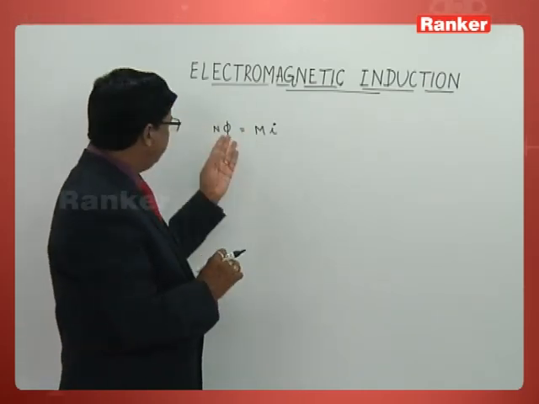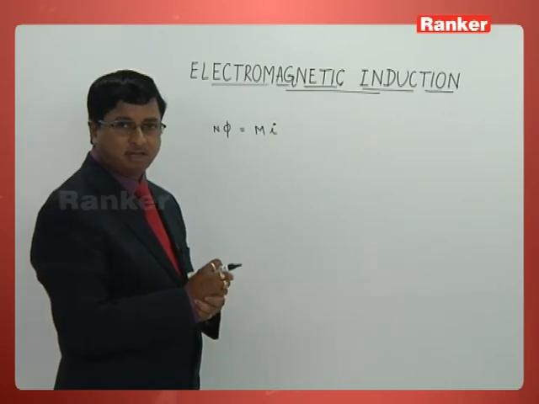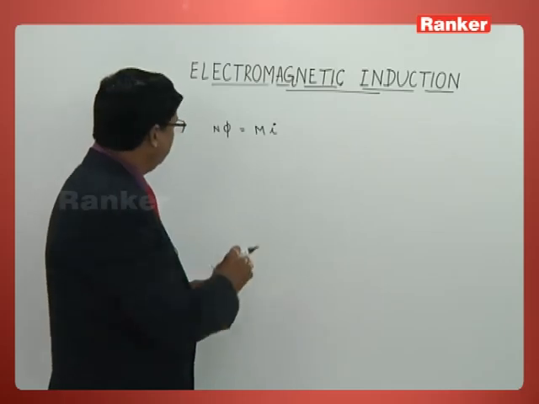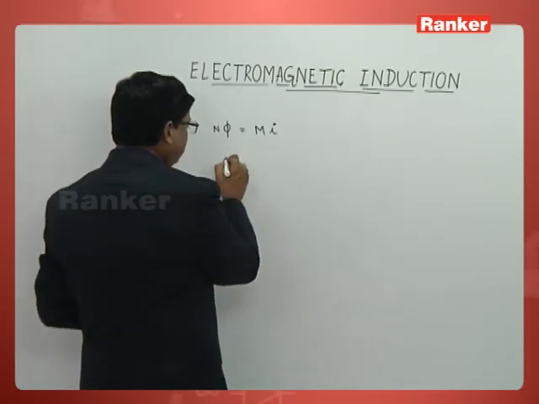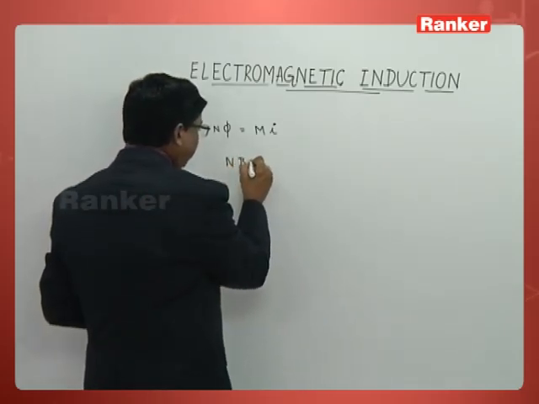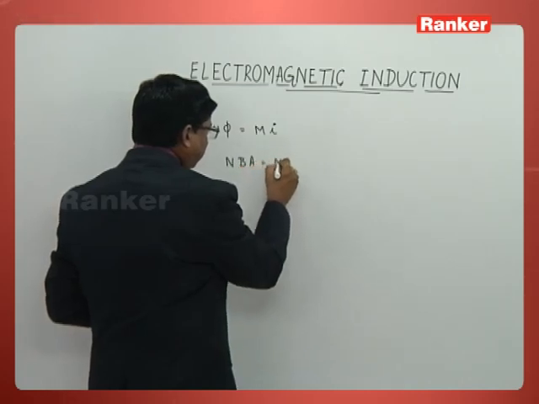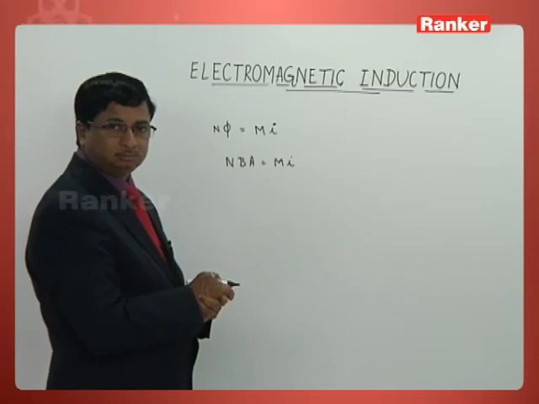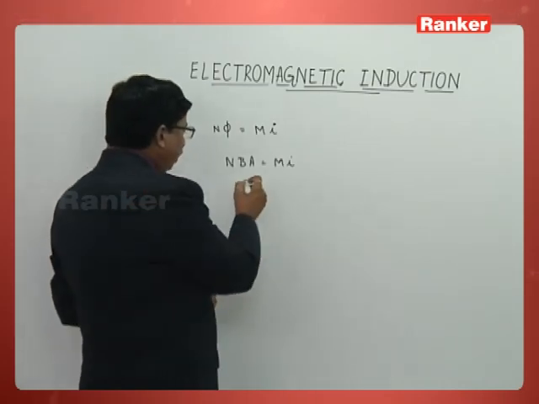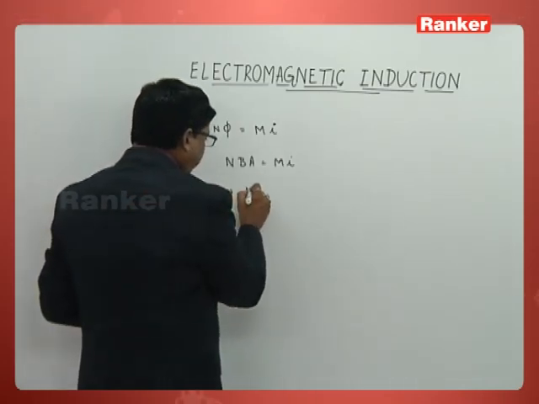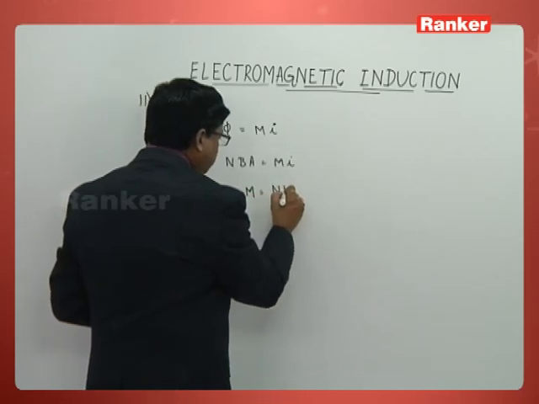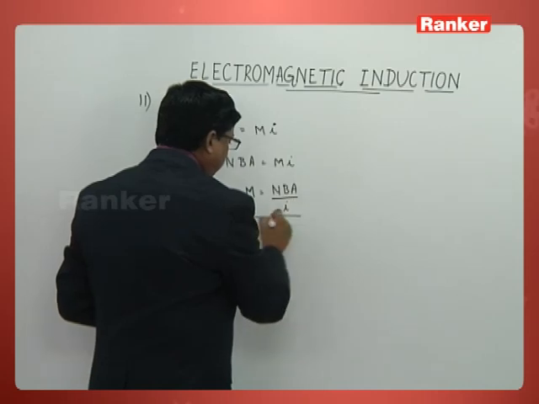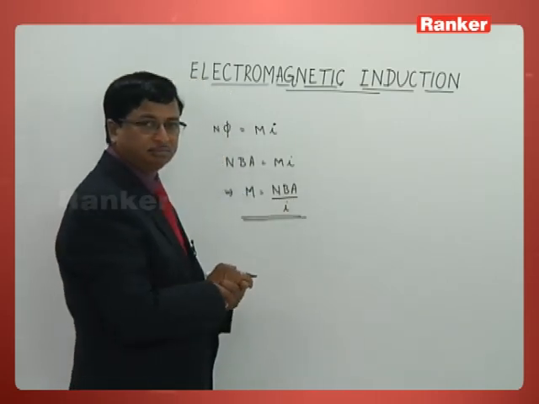But of course we know pretty well what phi is. It's nothing other than B times A. So N B A is M I. Now if you just take this M over here, it now becomes N B A by I. That is the concept officially.